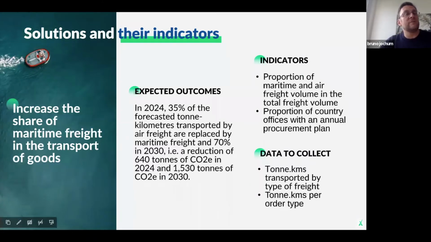And we basically went into detail for each of these solutions to identify quantifiable targets, with their expected impact on CO2 emissions in 2024, in 2027, and 2030. And we went as far as indicators, type of data, but also simply descriptive sheets of solutions and actions to inspire the field staff on what can be done in this regard. So this is just an example.